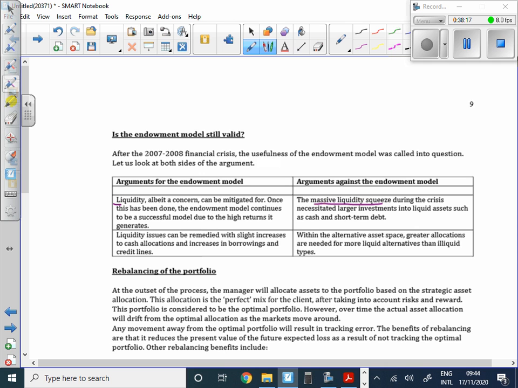Some arguments for the model. Yes, liquidity is a concern. No one's going to question that, but mitigate for that. Sort yourselves out, get your ship in order, and you're going to be fine. And remember, one of the arguments for the model is, where else other than things like alternative investments are you going to get this high level of required return to be able to match your spending requirements? So that's how we look at both different sides of the model. When we have these arguments, is the model still valid? Some say yes, some say no. You're not going to come out with a 100% conclusion.